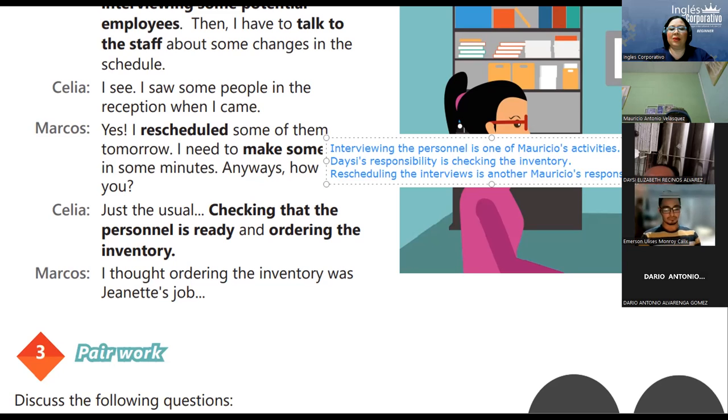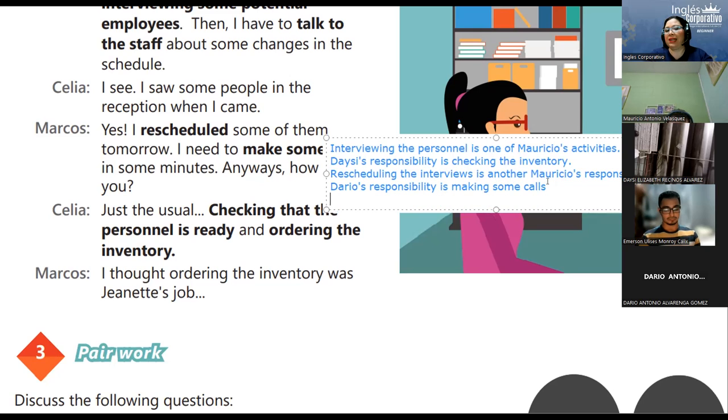Una más. La de Darío, ¿cuál era? No recuerdo cuál de estas es igual a las de Darío. Vamos a ver. Making calls, right? Yeah. Darío's responsibility is making calls or some calls, right? Podríamos decir some calls. Entonces, volvemos a ver que necesitamos un posesivo, ¿verdad? Antes del gerundio que estamos diciendo de la actividad o la responsabilidad que nos toca. Es decir, ¿de quién es esa actividad o de quién es esa responsabilidad?